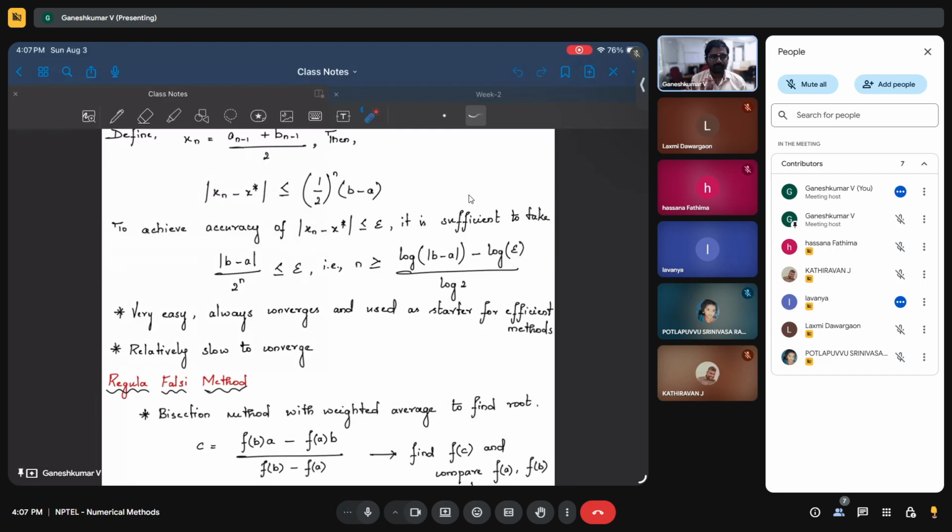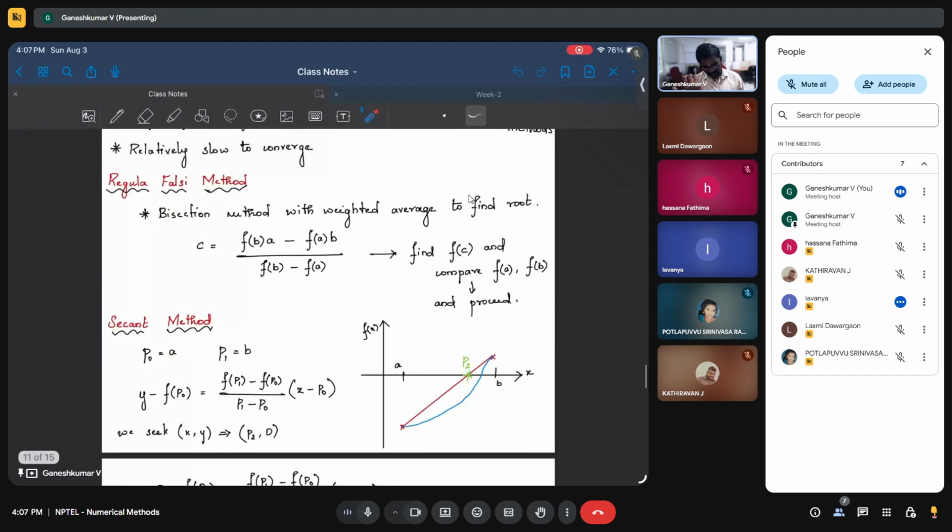Whenever other methods fail, people always tend to go to bisection and see whether you can find a root or not. Okay. The next method is the regula falsi method, which is nothing but the same as the bisection method, but instead of finding a midpoint, you find a weighted average to find the next interval. So in that way, you are accelerating the process of reaching the root. So that is about regula falsi.